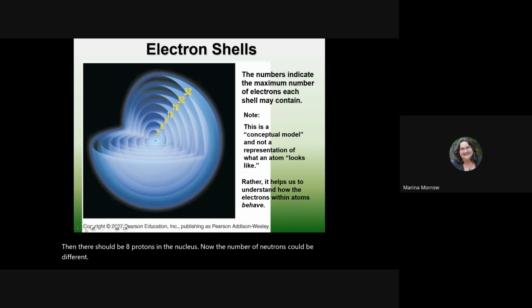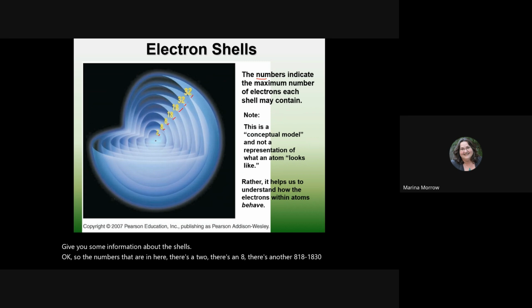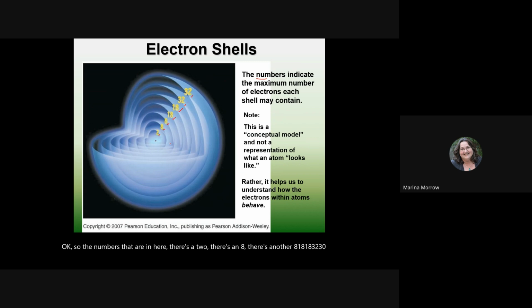Okay, now here's another illustration of an atom. This one is trying to give you some information about the shells. Okay, so the numbers that are in here, there's a 2, there's an 8, there's another 8, 18, 18, 32, 32. Those are showing how many electrons can fit into each shell. That's the maximum number. So the first shell can only have 2 electrons in it.